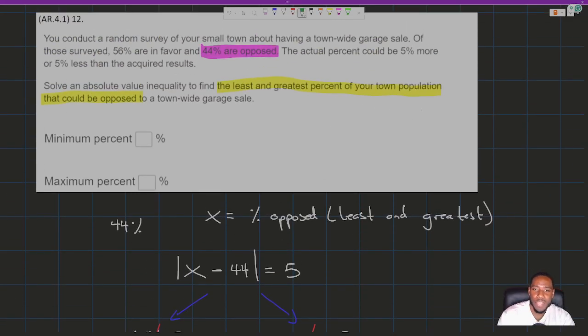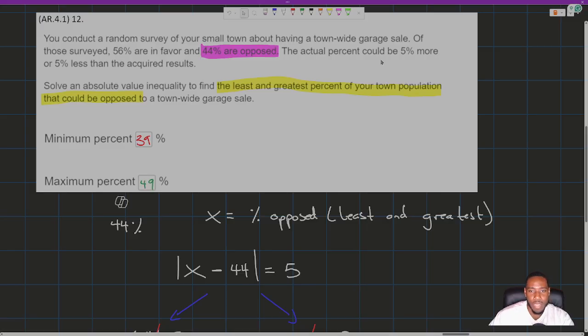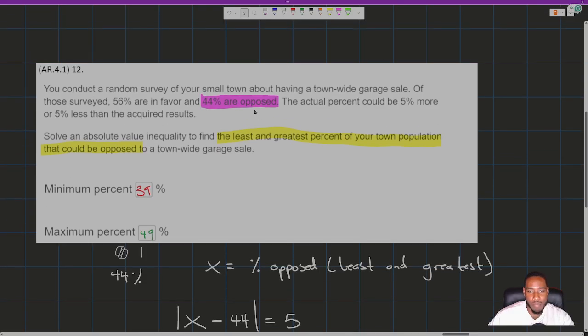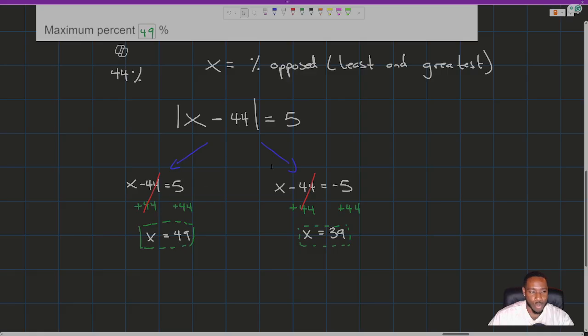So the minimum percent, 39. Maximum percent, 49. Now, keeping in mind, a shortcut to this problem is taking that 44% and then just adding 5 and subtracting 5. That would also get you where you need to go. But this is how they intend you to do it, with this absolute value equation.